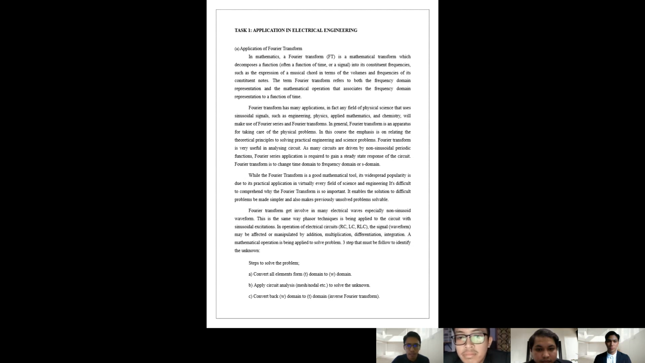In the operation of an electrical circuit, a waveform may be manipulated by addition, multiplication, differentiation, and integration. A mathematical operation is applied to solve the problem. There are three steps that must be followed to identify the unknown. First, convert all elements from the t domain to the omega domain. Then apply circuit analysis, mesh or nodal, to solve for the unknown. Finally, convert back from the omega domain to the t domain using the inverse Fourier transform.